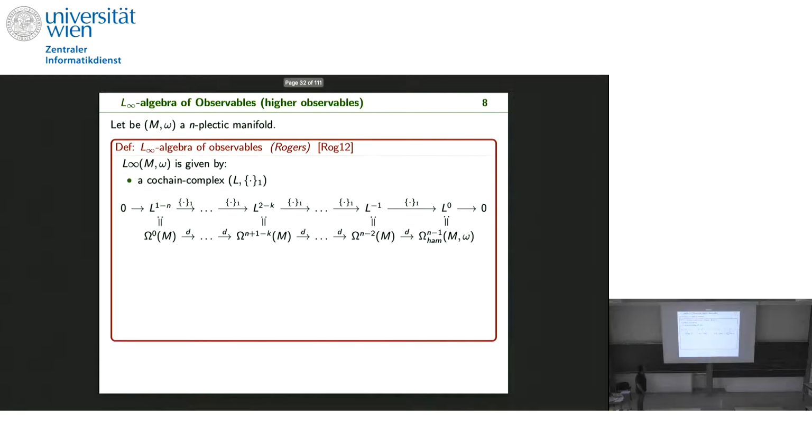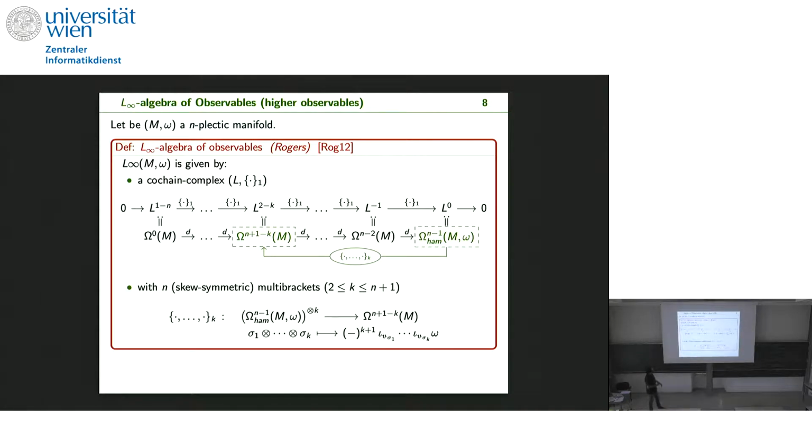Okay. So a little bit of details. What is this L-infinity algebra of observables of a multisymplectic manifold? This is a construction given by Rogers, and it consists of a chain complex L that is given by a shifted truncation of the de Rham complex, shifted because in degree 0 I'm putting n-1 forms, and in particular in degree 0 I'm not considering all differential forms, but only the Hamiltonian ones. So this is the underlying chain complex.